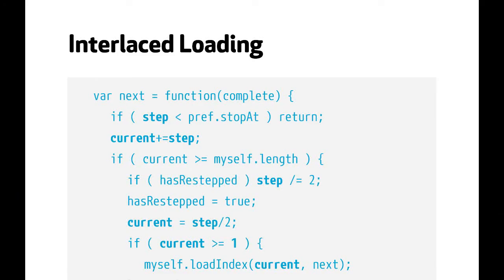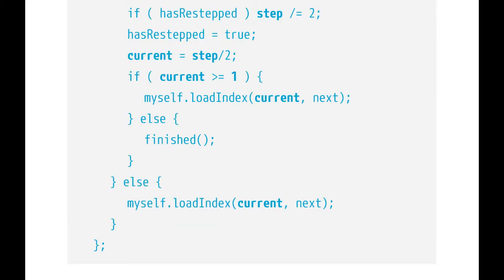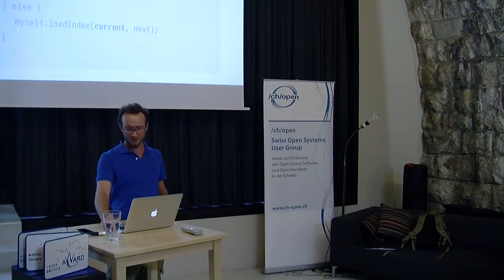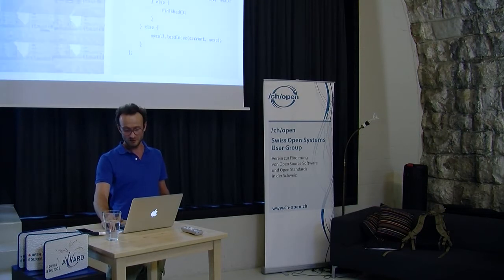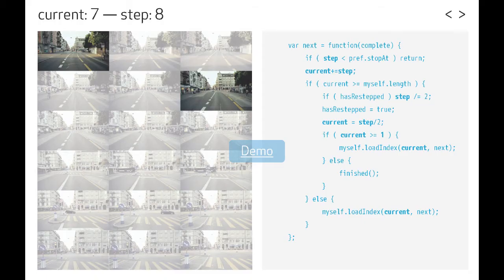And then that's what I came up with. I call it interlaced loading. It's not such a big deal, but it's a bit more complicated. What I want is to load the first frame first, and then maybe frame 100, 200, 300, 400, and so on. I have a demo now. It's very easy to see.